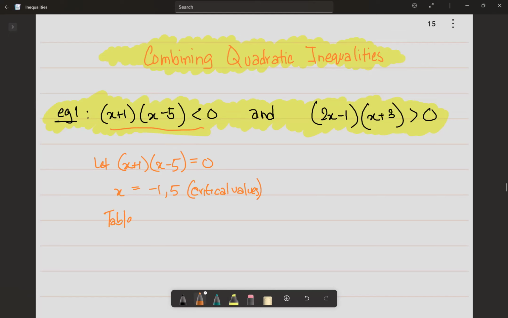And after we have found the critical values, our next step is to use the table or the graph. And using those two, we have to find the range. So the range that we get here is -1 is less than x, which is less than 5.